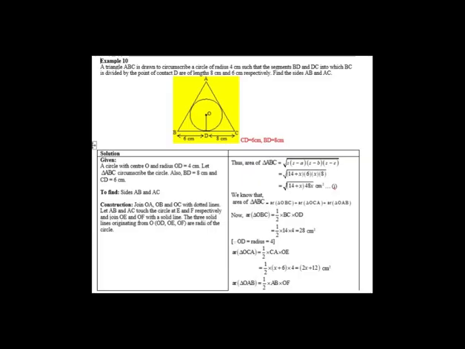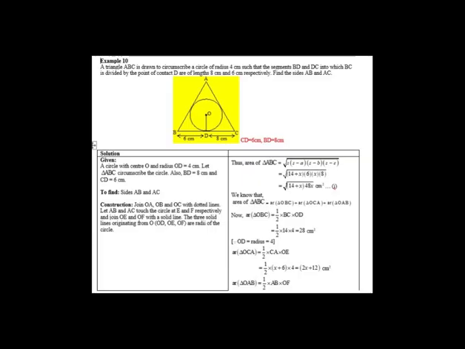Perimeter of triangle ABC is equal to AB plus BC plus CA, which is equal to x plus 8 plus 14 plus x plus 6, that is equal to 28 plus 2x centimeter. Therefore, semi-perimeter of triangle ABC is equal to half of 28 plus 2x centimeter, that is equal to 14 plus x centimeter. Therefore, s is equal to x plus 14 centimeter.